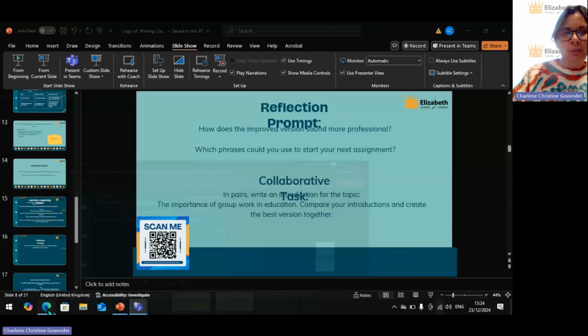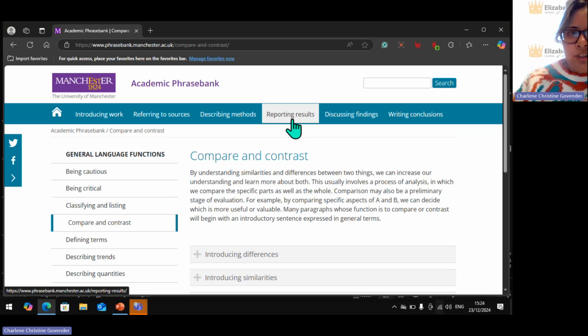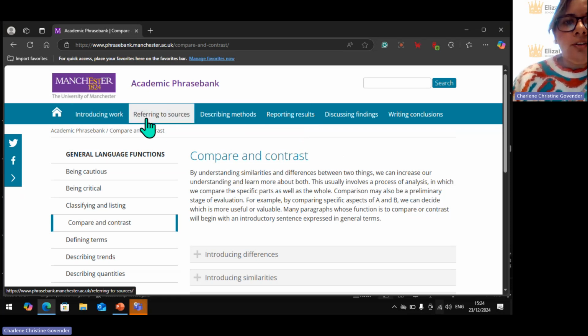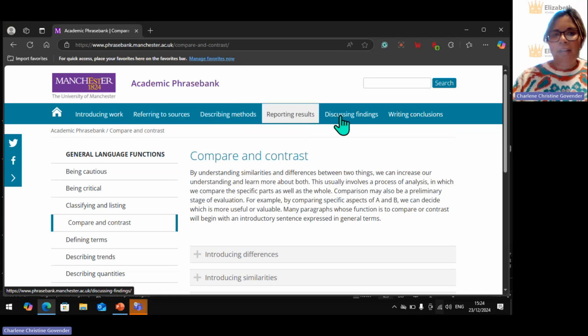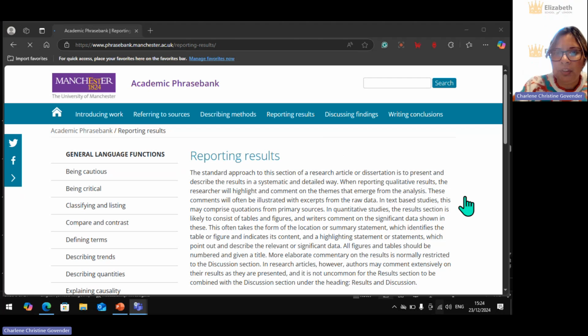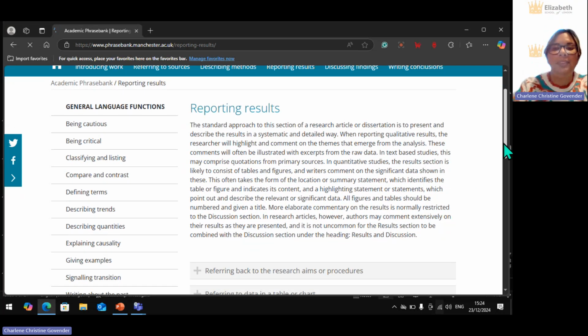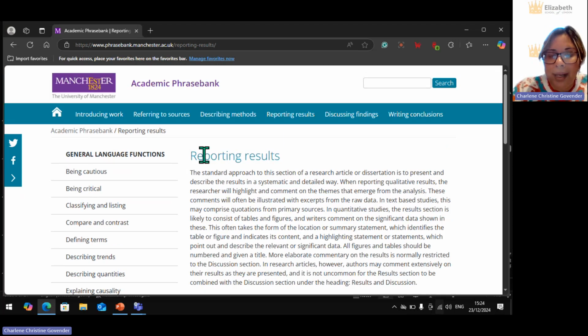Okay, so I'm focusing on this section, not introducing work, but reporting results. You click on reporting results, and it will give you a brief overview of when you would report your results. Normally you would use reporting results when you are doing a report. And it gives you a brief overview of when, how, and why we do it.